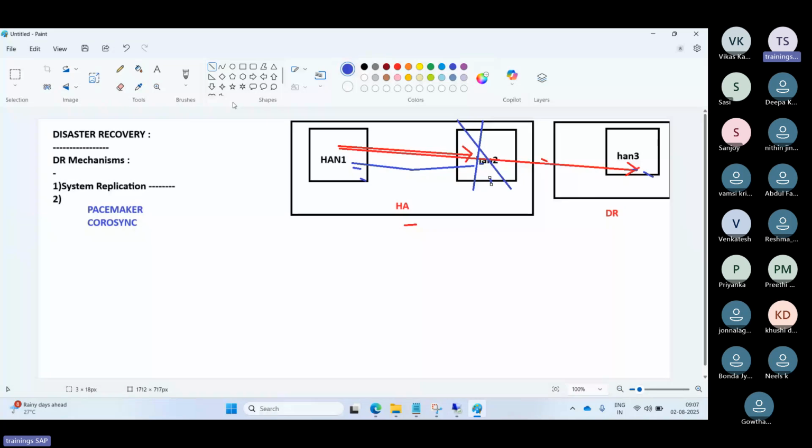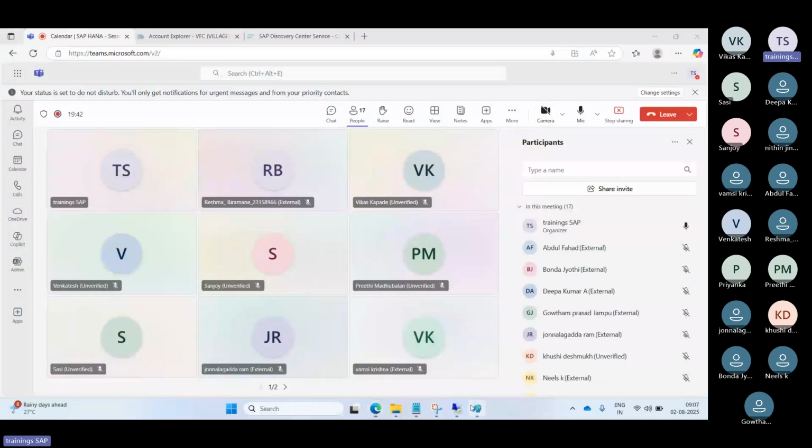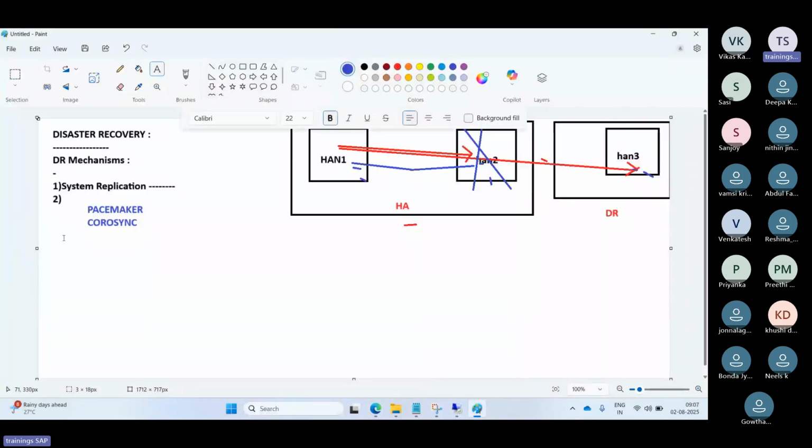Normally, we will call this the scale out architecture and the scale up architecture. So there are two scenarios in the HANA database. One is scale up, which means a single host. The second one is scale out.